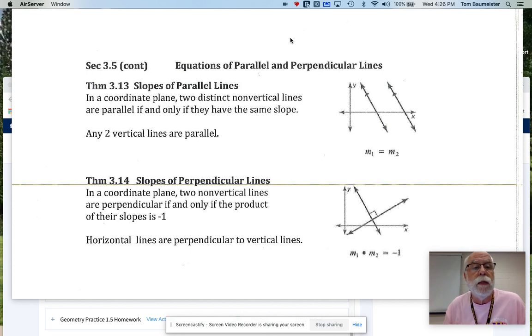Theorem 3.13 says that the slopes of parallel lines in a coordinate plane, two distinct non-vertical lines, are parallel if and only if they have the same slope. What they're telling us here is that our rise over run for this one would be the same as our rise over run for that one.